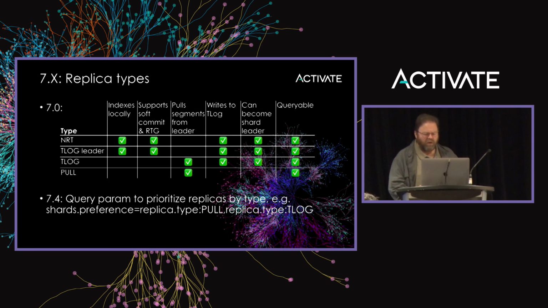In 7.4, a query parameter was introduced to prioritize replicas by type, so that you could, in this example here, use shards.preference to say that when you're querying, you want queries to prefer pull replica types and then fall back to T-log if no pull replica types are available.